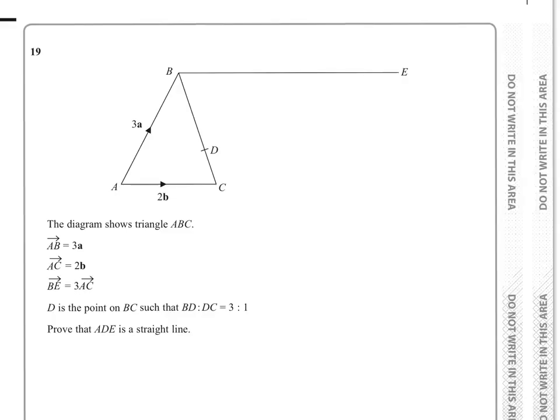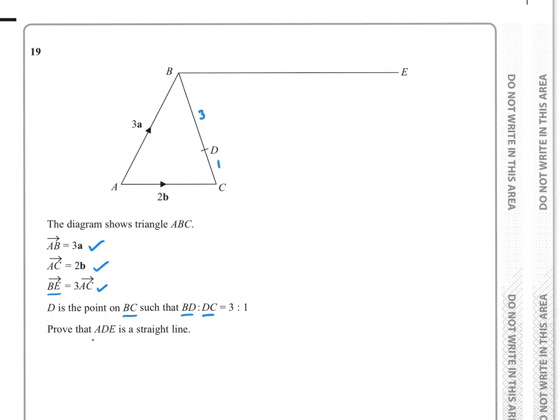Question 19. The diagram shows triangle ABC, and we're given the vectors AB and AC, and we're told that BE is 3 times AC. It says D is the point on BC such that BD to DC is in the ratio 3 to 1. So it's kind of like saying that this part from BD is worth 3 parts and this is worth 1 part. So altogether B to C is 4 parts. So we've got to keep that in mind.